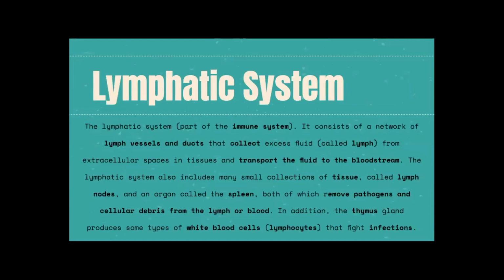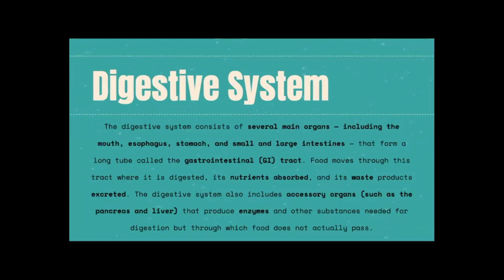Next, we have the lymphatic system, and it's also sometimes considered part of the immune system. It consists of a network of lymph vessels and ducts that collect excess fluid, called lymph, from extracellular spaces in tissues and transports the fluid into the bloodstream. The lymphatic system also includes many small collections of tissues called lymph nodes and an organ called the spleen, both of which remove pathogens and cellular debris from the lymph or blood. In addition, the thymus gland produces some types of white blood cells, lymphocytes, that fight infections.